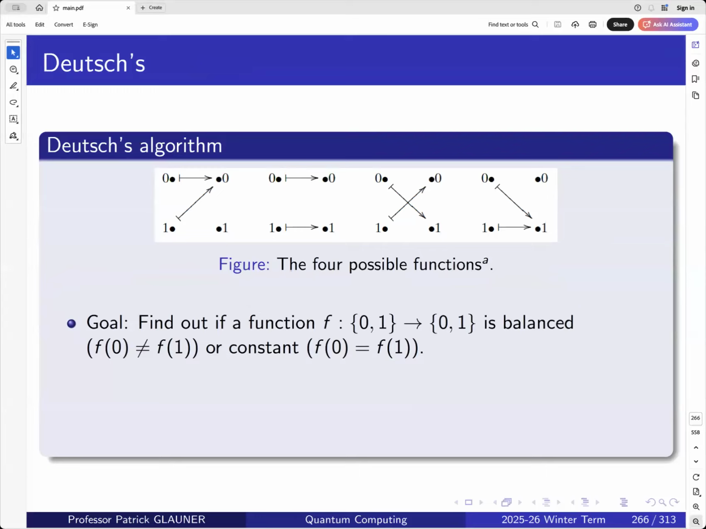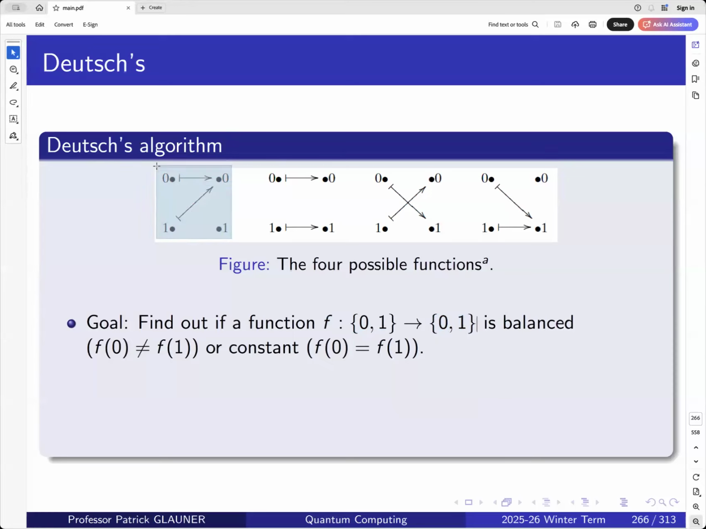I will tell you a little bit about what that algorithm is about. It's a very simple problem that you could look at. Imagine you have a function, and the function has an input, and the input is either 0 or 1, and it would map that input to either 0 or 1. And we can look at the four possible functions that come up from that setting.